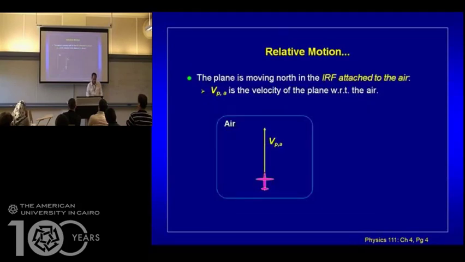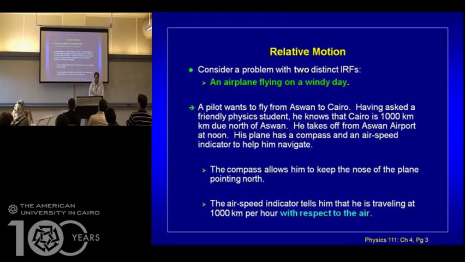Okay, look at this problem here. We assume that we have an airplane that flies on a windy day. The pilot wants to fly from Aswan to Cairo, and he asks one of you guys, and you tell him that Cairo is 1,000 kilometers north of Aswan. Then he takes off from Aswan airport at noon time. His plane has a compass and an airspeed indicator to help him navigate. So he knows the direction, and he can measure his speed as well.